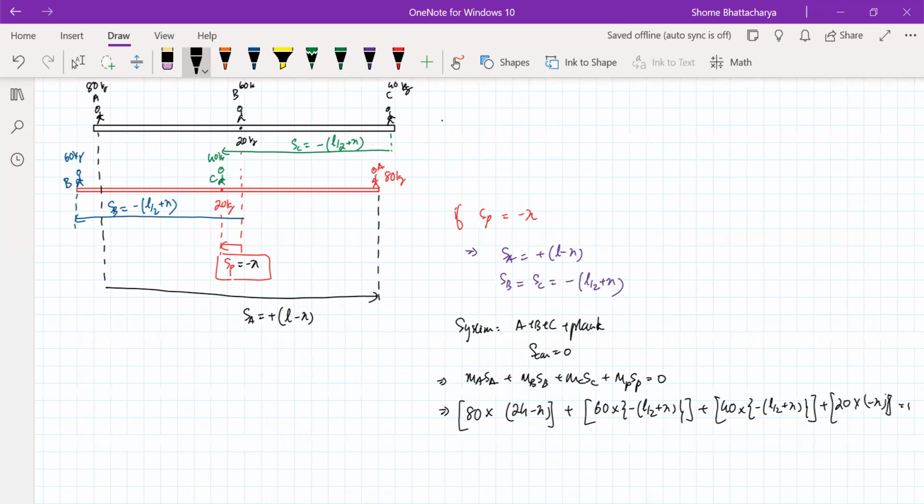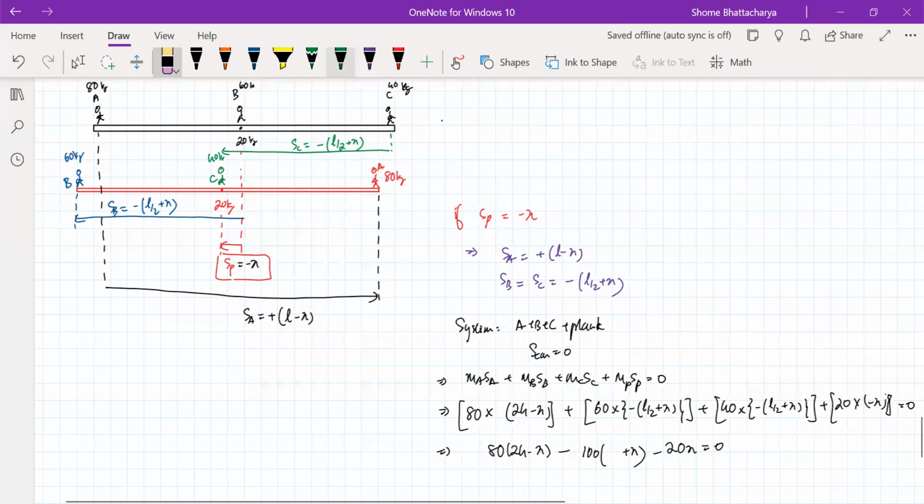So let's check it out now. It is equal to 0. So this is 80 into 24 minus X. Then I can write this as 100 into L by 2 plus X, and minus 20X should be 0. So we should be able to solve this now. Just replace L by 2 with 12. So how much are we having now? 80 into 24 minus 12 into 100. So 12 common, we have 160 minus 100.